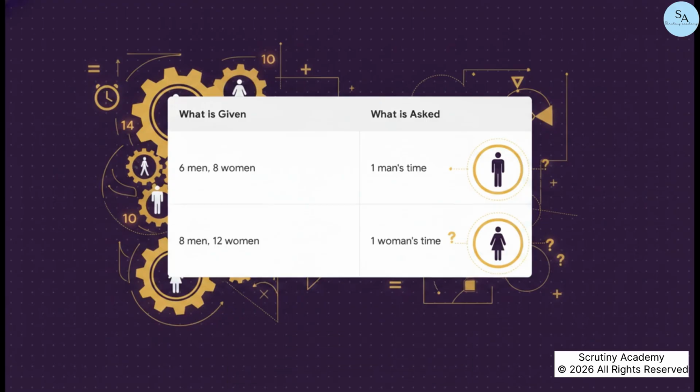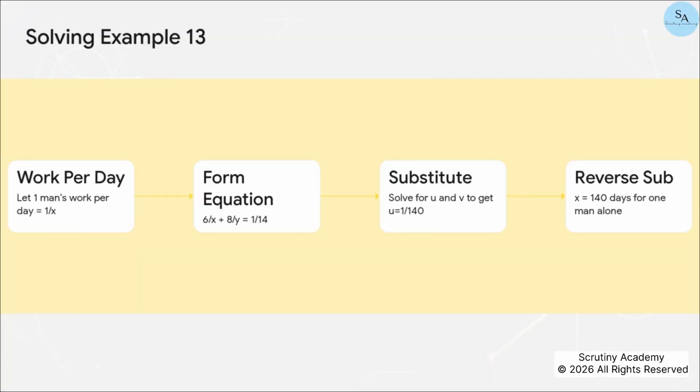Well, we know that 6 men and 8 women working together can finish the work in 14 days. We also know a second scenario: 8 men and 12 women together can finish it in just 10 days. And what is asked? Kavitha wants to isolate the time it would take if just 1 man or just 1 woman worked completely alone. We're going to follow the exact same logic here.